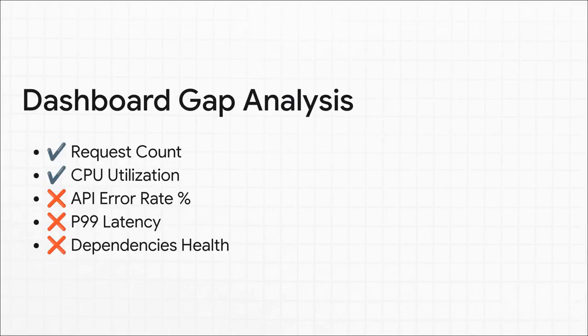Look, they've got the basics, request counts, CPU utilization. That's good, it's a start. But they are completely blind to the things that actually hurt the user. What percentage of API calls are just failing? How slow is the experience for their unluckiest users? That's what P99 latency tells you, the experience of that 1% who are having a really bad time. And what about the services they depend on? Are they even up? This is a huge, huge blind spot.